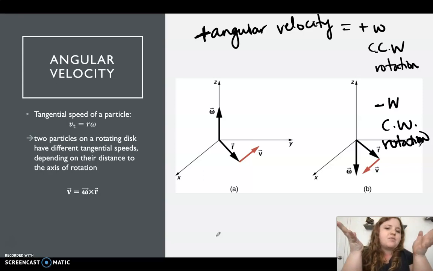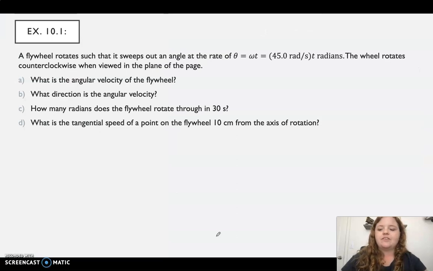Okay, it takes some practice to get used to the right-hand rule, but once you get the hang of it, it's kind of simple. It's not ever super easy, but it just takes your brain some getting used to. All right, so let's go ahead and do an example here.